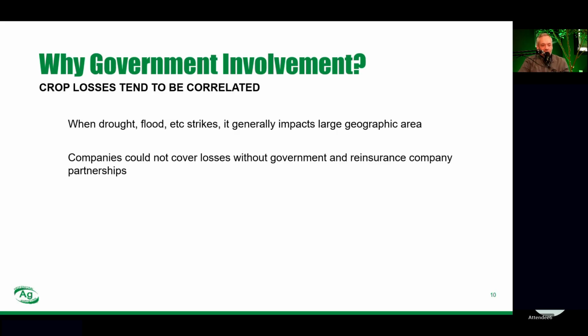The insurance companies are the ones that do all the work out in the field. The government is behind the scenes working to provide reinsurance and backing for the companies so that farmers know that they're going to get paid if they have a claim, if they have losses, and also that the program will be around for years to come.